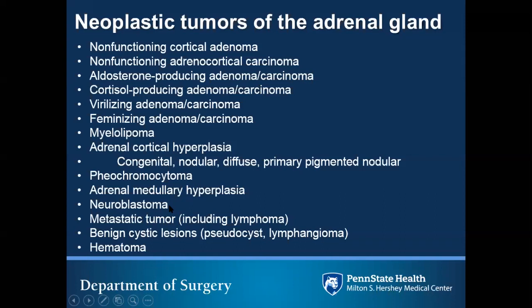And then the adrenal is also the site for metastases, and we'll go through that. And then finally, you have a number of cystic lesions of the adrenal, which are largely benign. And then this is not a neoplastic lesion, but sometimes can mimic it.